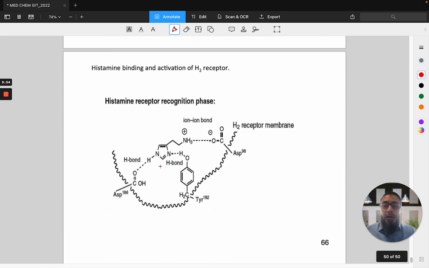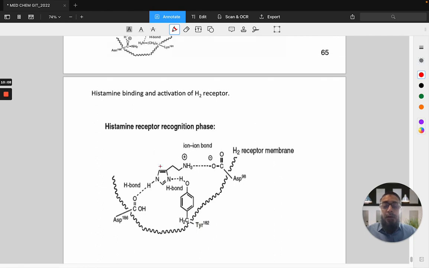So that's all for the medicinal chemistry of the GIT drugs. What you have to remember in this lecture are the main structural feature requirements in a molecule that can bind with the H2 histamine receptor, and the structural requirements for the proton pump inhibitor, right? These are the two important things you have to remember.